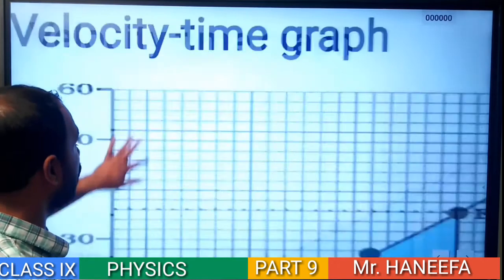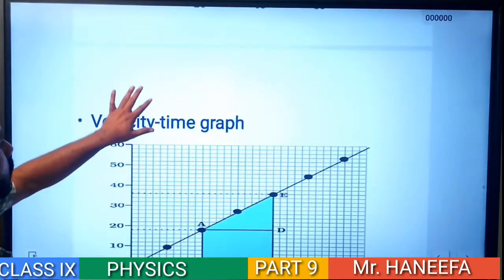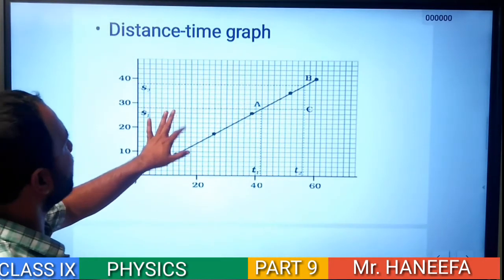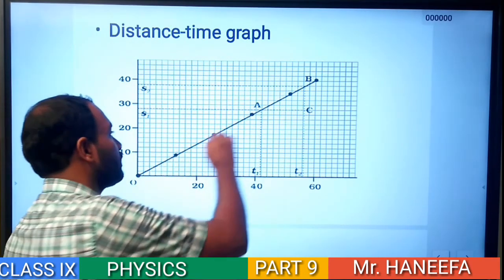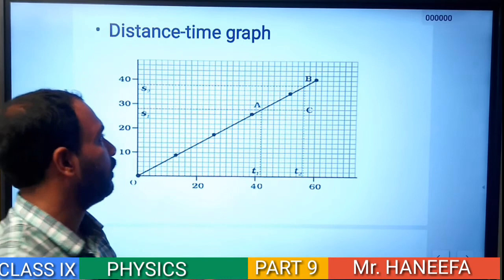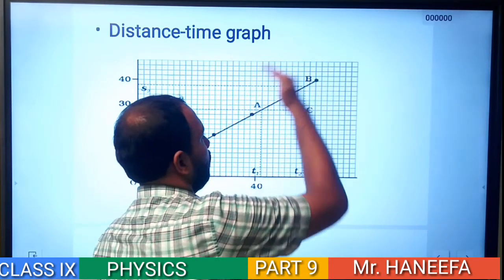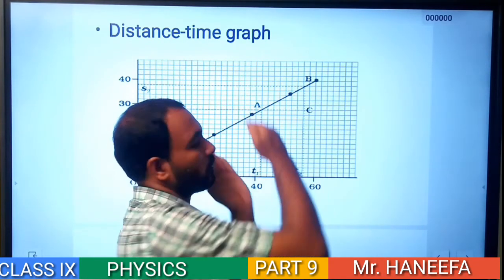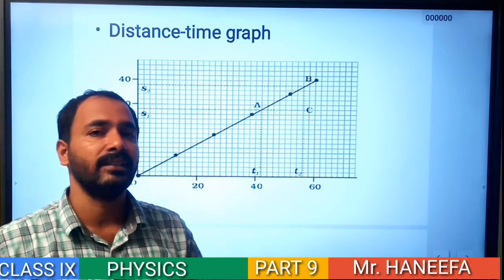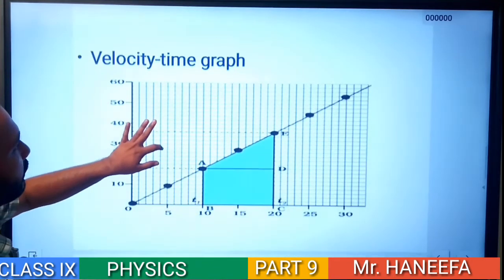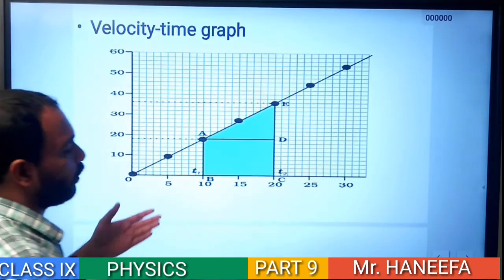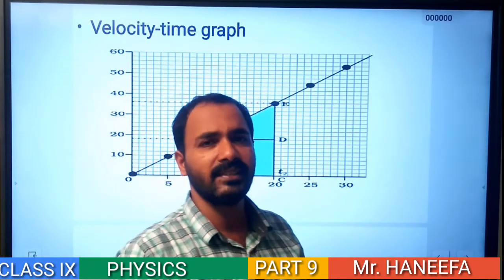Okay, the slope of the distance time graph gives speed. We can measure this slope, okay, from A to B. By measuring this slope, we can find speed. By measuring the area under the graph of velocity time graph, we can find distance.